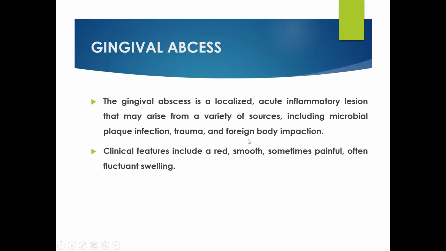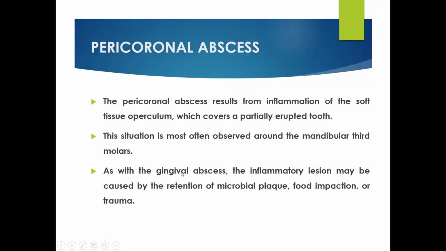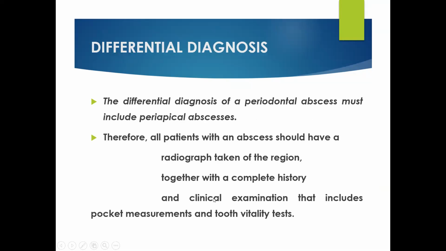Now, gingival abscess is a localized acute inflammatory lesion which arises from a variety of sources, including plaque infection, trauma, and foreign body impaction, and it appears clinically as a red, smooth, painful or fluctuant swelling. Pericoronal abscess results from inflammation of the soft tissue of the operculum, which covers a partially erupted tooth, and the situation is most often observed around mandibular third molars. As with gingival abscess, the inflammatory lesion may be caused by retention of microbial plaque, food impaction, or trauma.